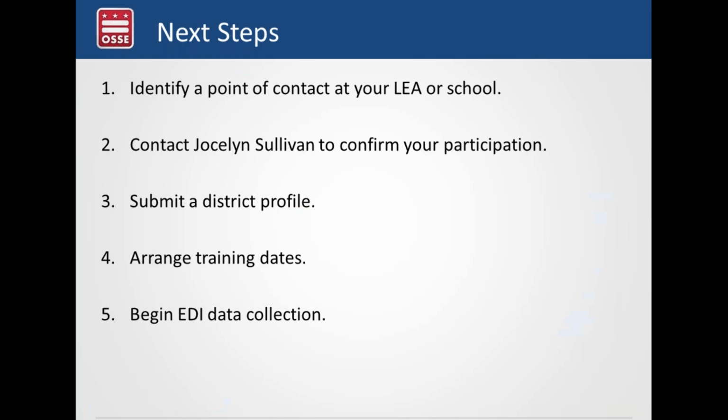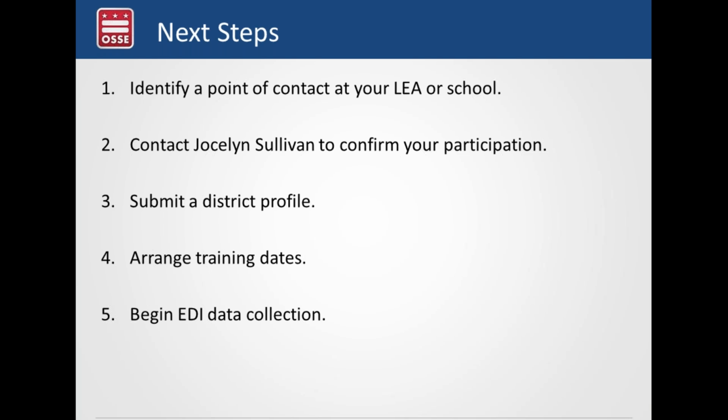Yeah, we do. We have the next step. This is just the next five things that need to be done within this next month. If you are interested, identify someone at your LEA or school who would be the EDI point of contact that would work primarily with me. I will support you with everything from letters that you need, training materials, and information questions you may have regarding the assessment, to ensure that your teachers are able to do the assessments and complete them by March 31st.